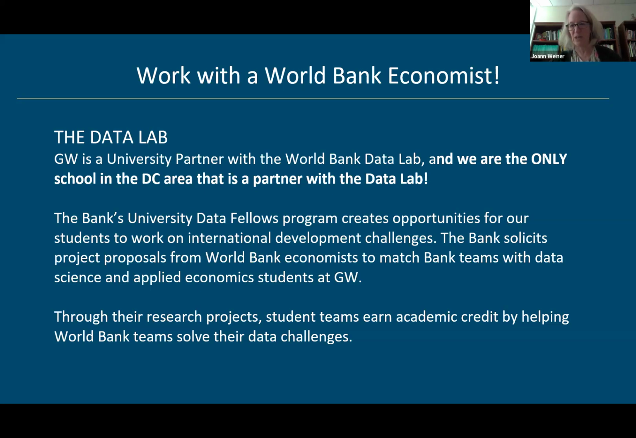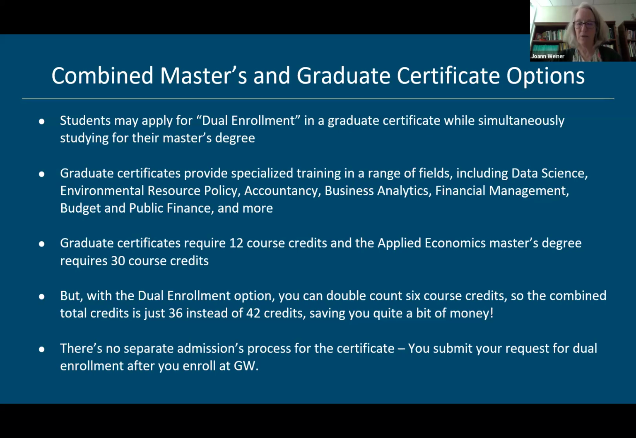Through their research projects, students work directly with World Bank economists on a real world problem. It's fantastic. And through these projects, students earn academic credit by helping World Bank teams solve their data challenges. Another thing that we have at GW is you can do a combined master's and graduate certificate at the same time. You apply for dual enrollment. This is a great feature because it allows you to specialize, say, in something called business analytics or data science.